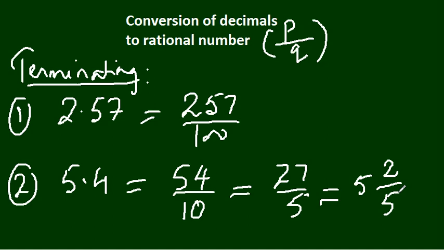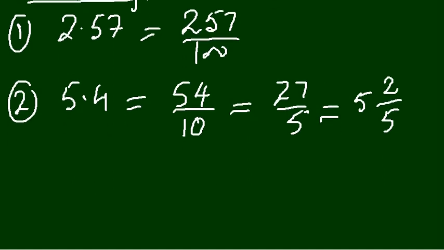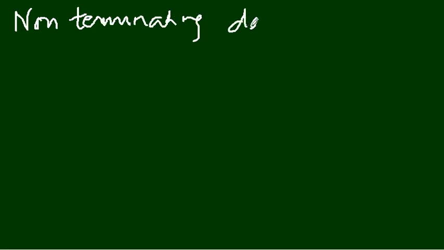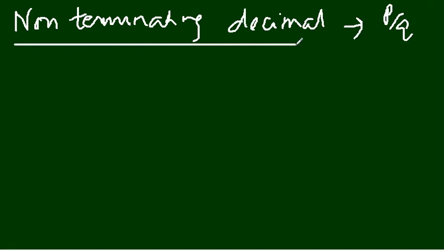So this is not the difficult part. Now the difficult part is converting non-terminating but repeating decimal to rational number. So I'll take up that non-terminating repeating decimal to P over Q form. Now there are three types I can take up.